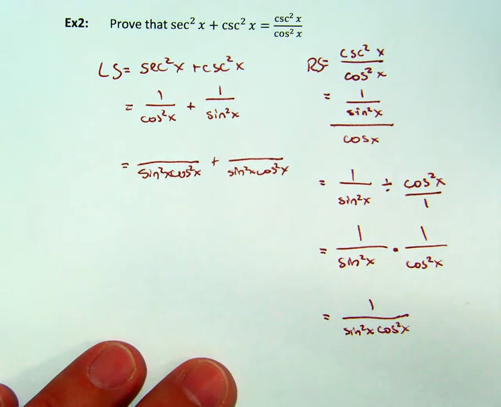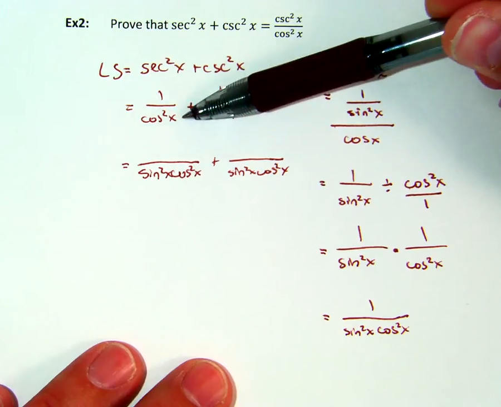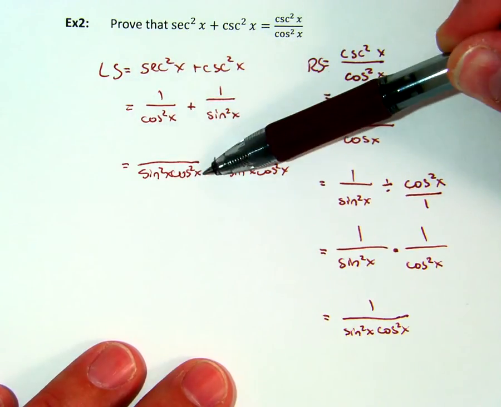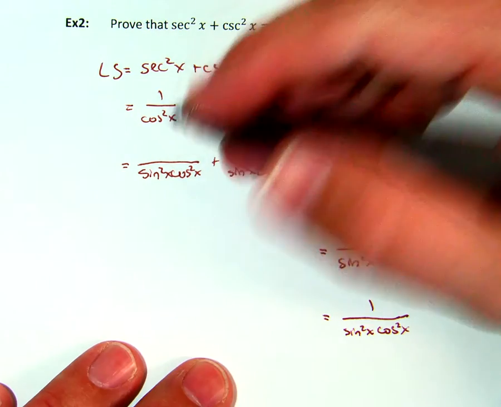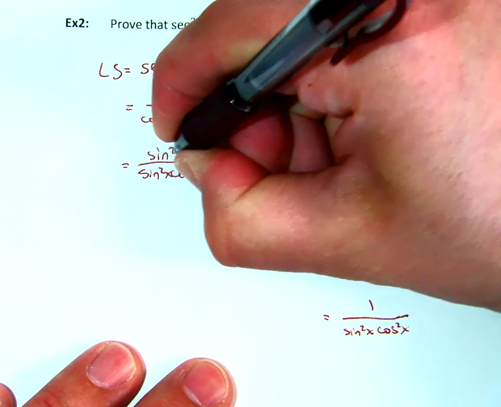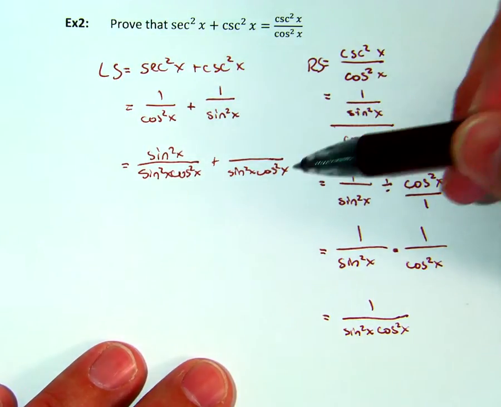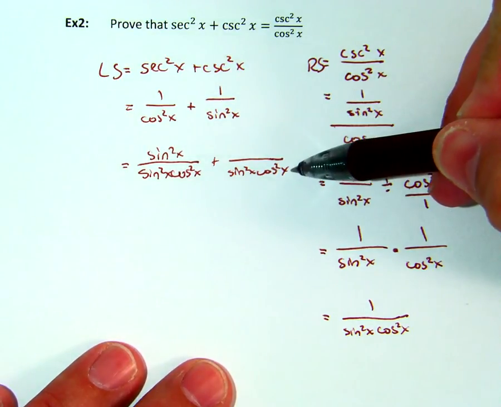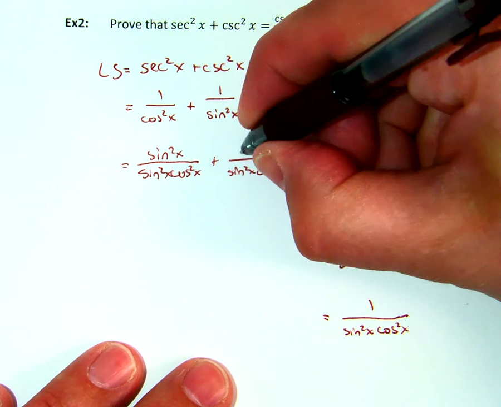And for the numerators, what did I multiply cos squared x by to get sine squared x, cos squared x? So I had to multiply cos squared x by sine squared x. So I'm going to multiply 1 times sine squared x on the top. So I'm going to have sine squared x on the top. What did I multiply sine squared x by to get sine squared x, cos squared x? I had to multiply it by cos squared x. So I'm going to multiply 1 times cos squared x on the top.